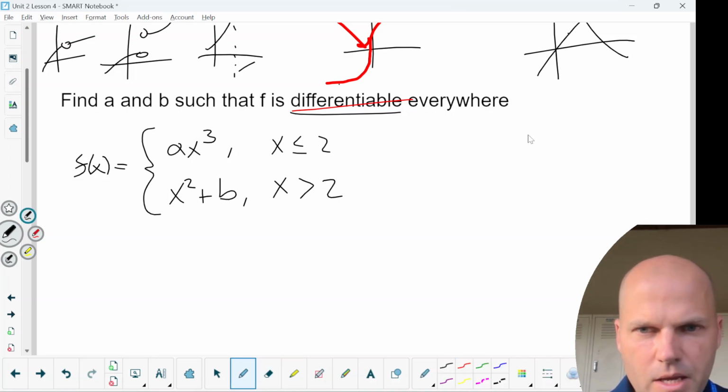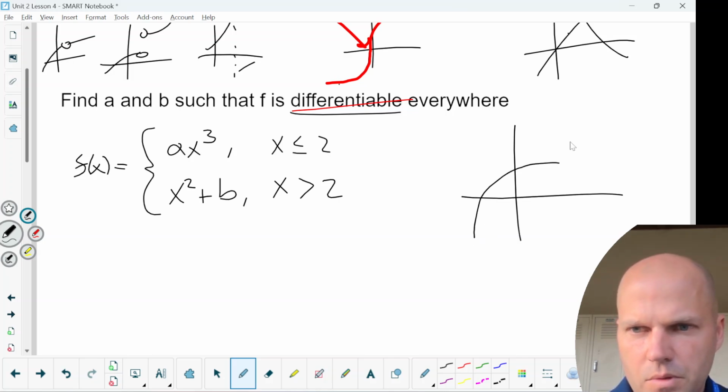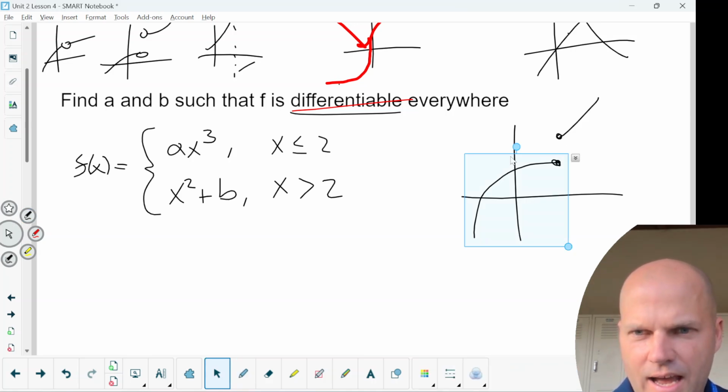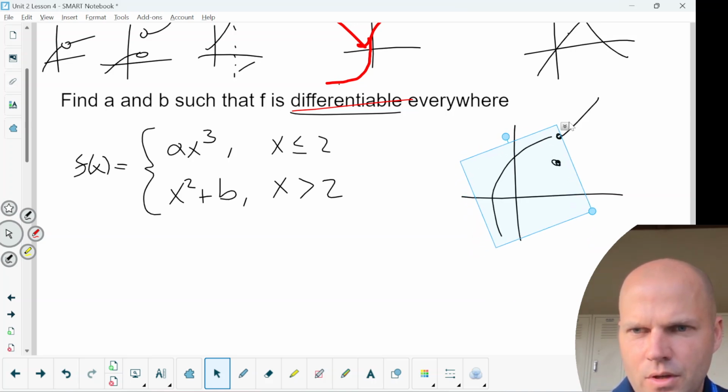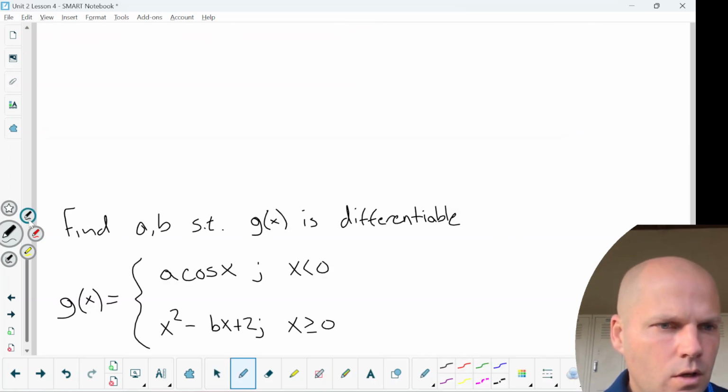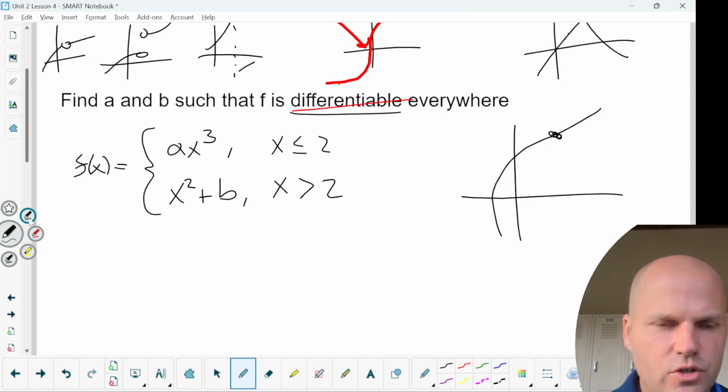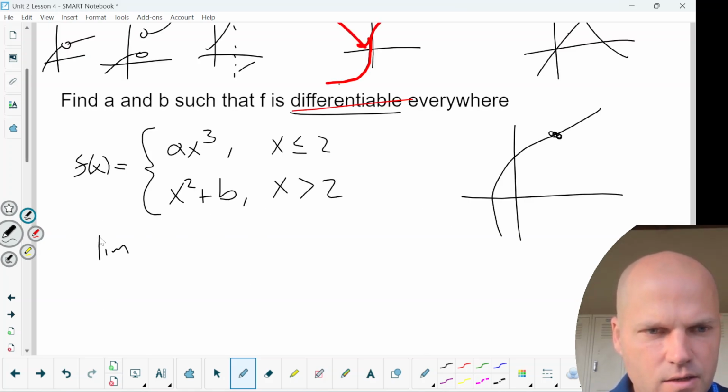You got to make sure the piece on the left meets up with the piece on the right. But when they meet up, we need to have them adjusted so that they create a smooth connection, so that we don't have a sharp point. Okay, so there's really two things that we have to ensure. We have to ensure that they meet up.